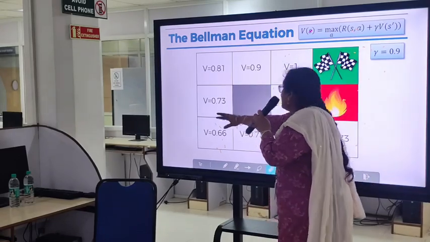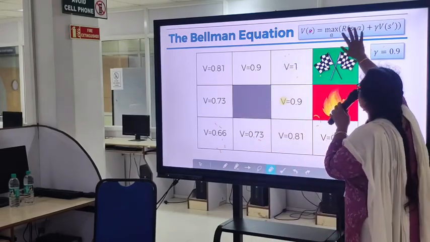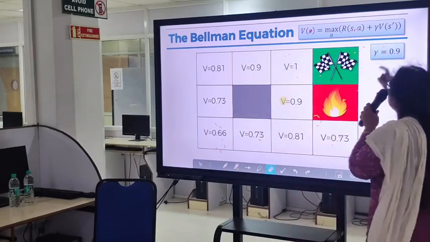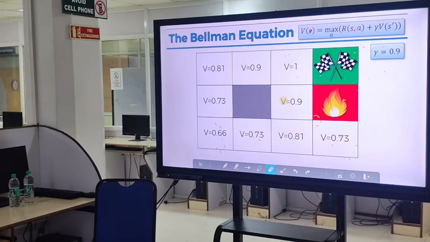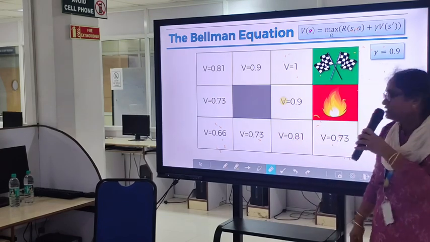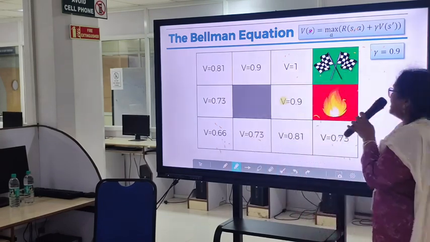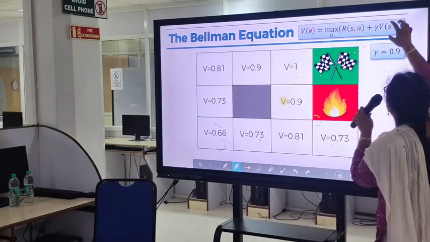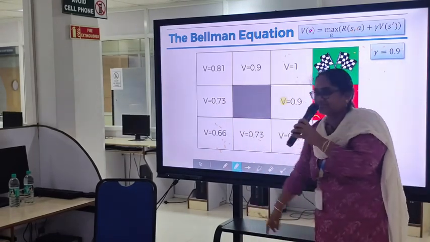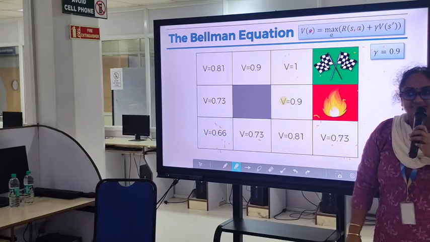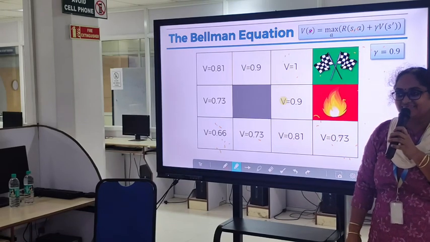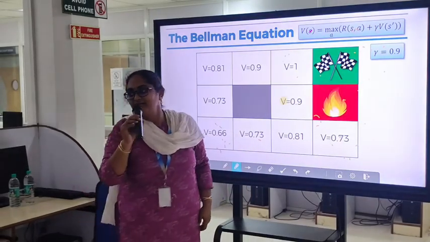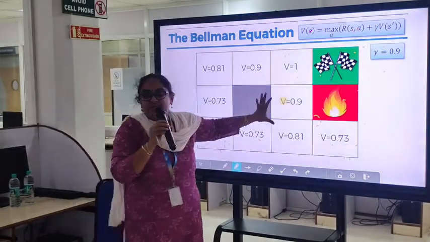So suppose you are here. Again, the reward is actually 0, and the next state value is 0.81. 0.81 into 0.9 is nothing but 0.73. So suppose you are here. The next state is 0.73. 0.73 into 0.9 is 0.66. Hope you are able to understand. This is very, very important. Yes, ma'am? Did you understand? Okay, this is very, very important.